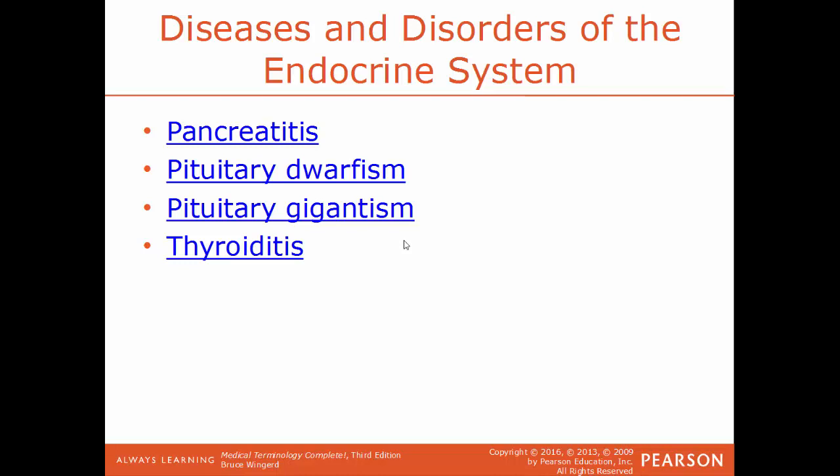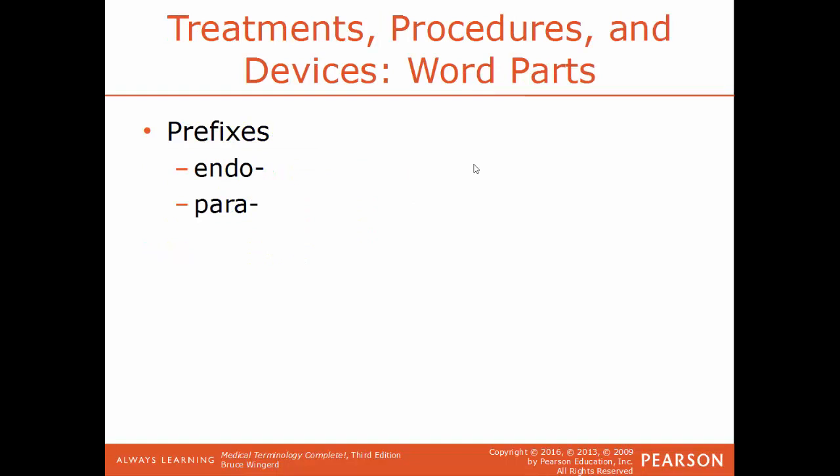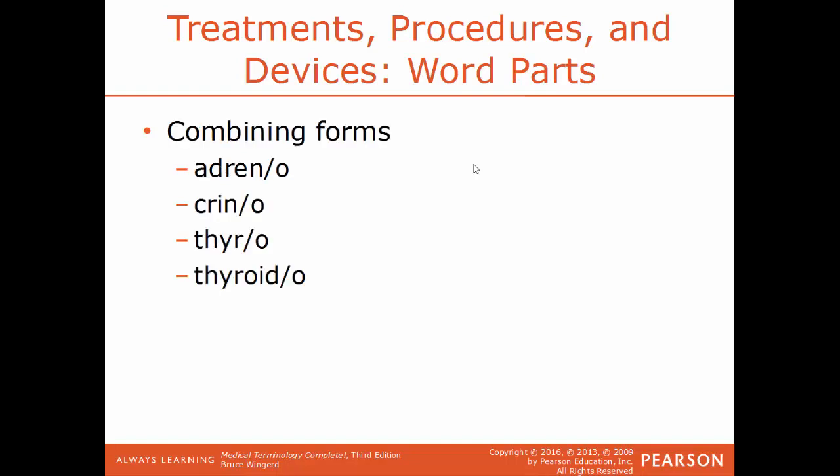And our last term here, thyroiditis, is inflammation of the thyroid gland. Alright, now we'll talk about some treatments, procedures, and devices of the endocrine system. We'll talk about some common word parts. Prefixes. Endo means inside. Para means local or alongside or nearby. Adreno is a reference to the adrenal glands. Crino is a secretion. Thyro or thyroido, both are reference to the thyroid gland.